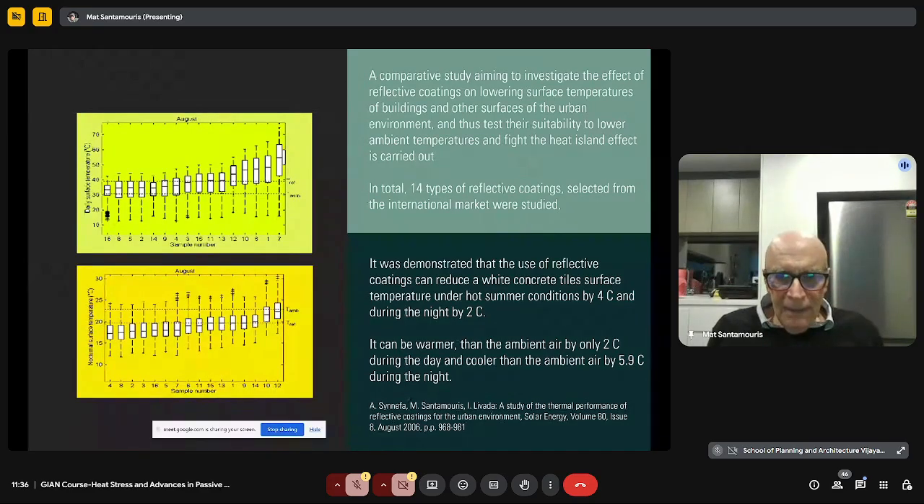The same exactly happens with the night period. During the night period, you see that there are materials which present up to 10 degrees higher surface temperature than during the daytime. Why does this happen? Because of the emittance. Because these materials keep the heat absorbed during the day and do not really emit or dissipate this excess heat, and as a result, the temperature is higher.